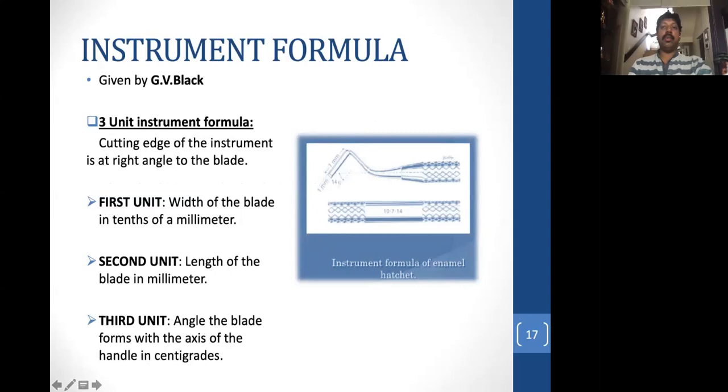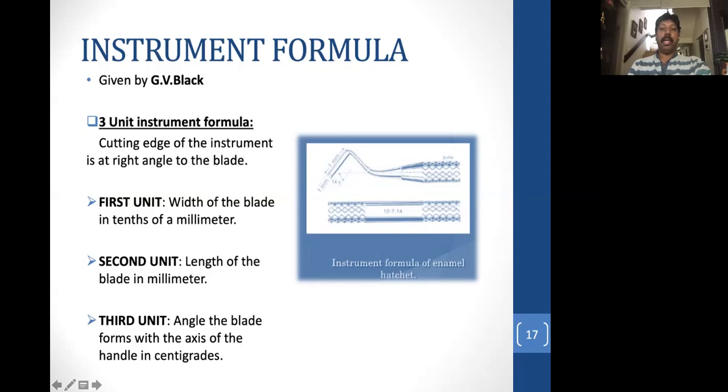This is very important. Listen to me very carefully. I'm going to explain this slowly, because many of you didn't understand the instrument formula. What exactly is the instrument formula? Listen carefully and understand. Initially, G.V. Black had given a 3-unit instrument formula. Only 3 units were there: first unit, second unit, and a third unit. The first unit was the width of the blade in tenths of a millimeter.